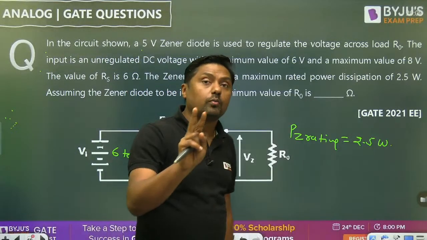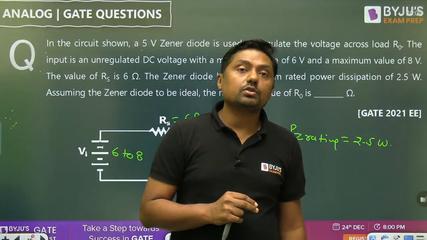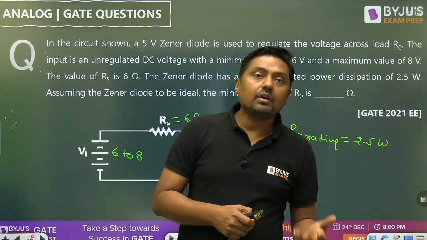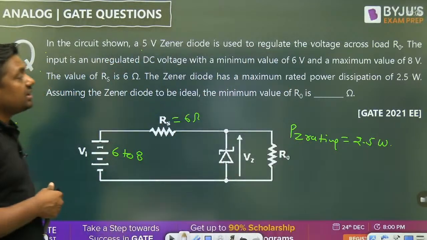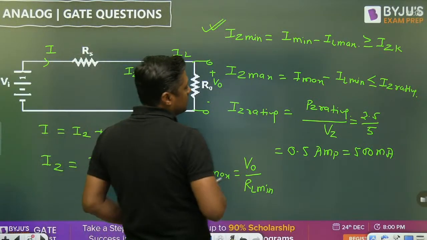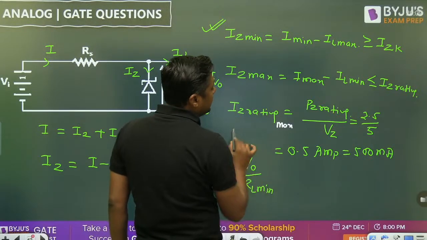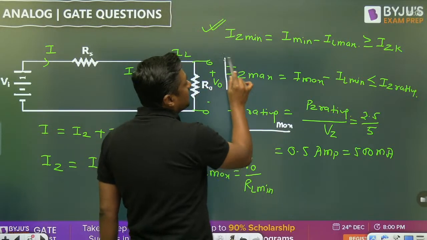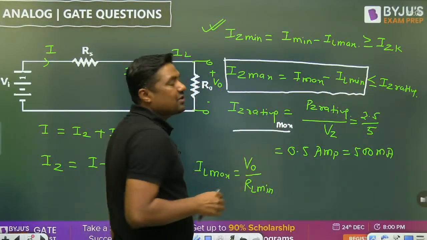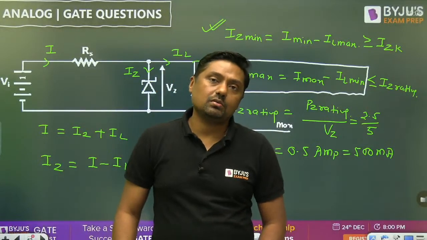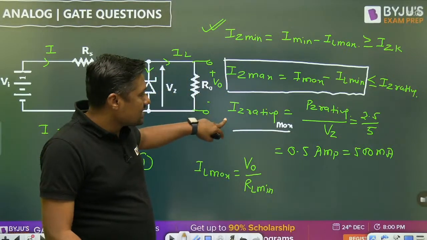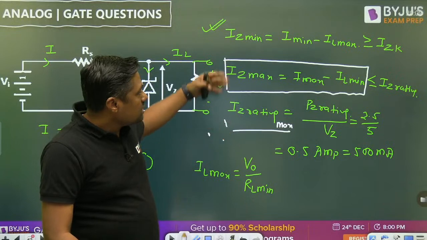Only two formulas. For the maximum rating of the Zener diode, which means power rating, from the power rating we get the maximum Zener diode current. This is IZ rating, meaning the maximum current through the Zener diode, the rated current, and this is the actual current in the circuit. This current should be less than or equal to the rating. If it is greater than the rating, then the Zener diode may get damaged. So first of all, find the maximum current possible through the Zener diode and the actual current in the circuit.